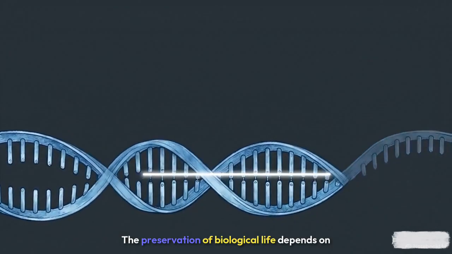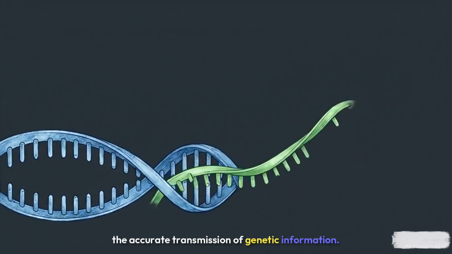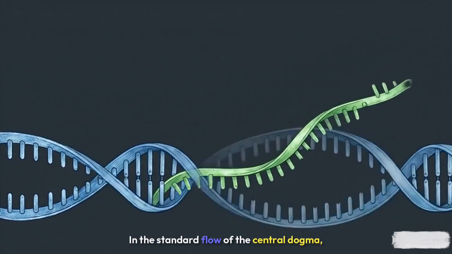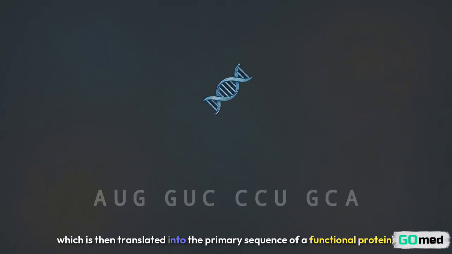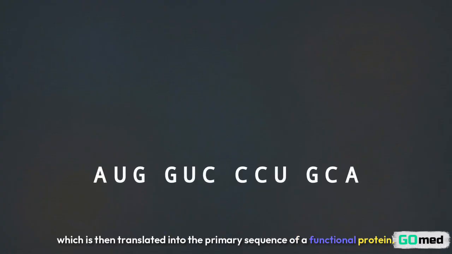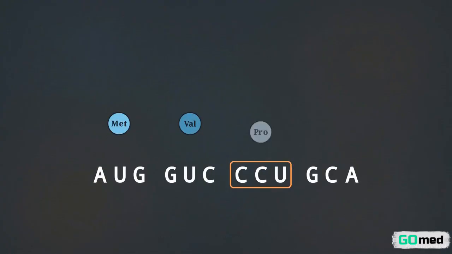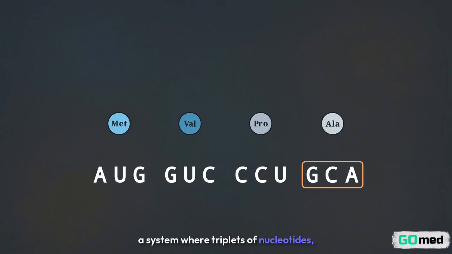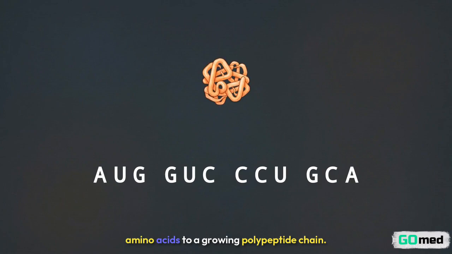The preservation of biological life depends on the accurate transmission of genetic information. In the standard flow of the central dogma, DNA serves as the template for messenger RNA, which is then translated into the primary sequence of a functional protein. This translation relies on the genetic code, a system where triplets of nucleotides, or codons, specify the addition of one of 20 amino acids to a growing polypeptide chain.